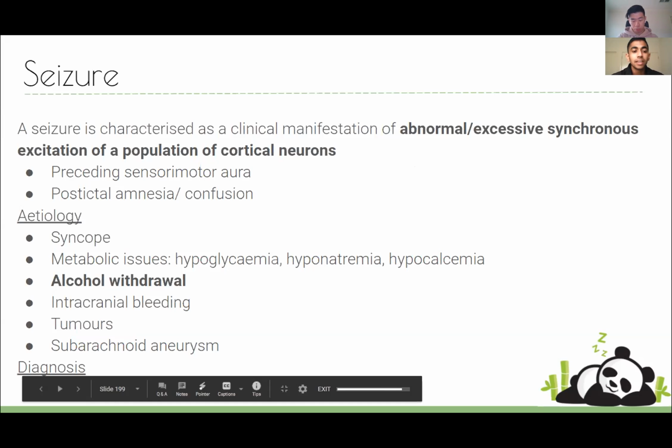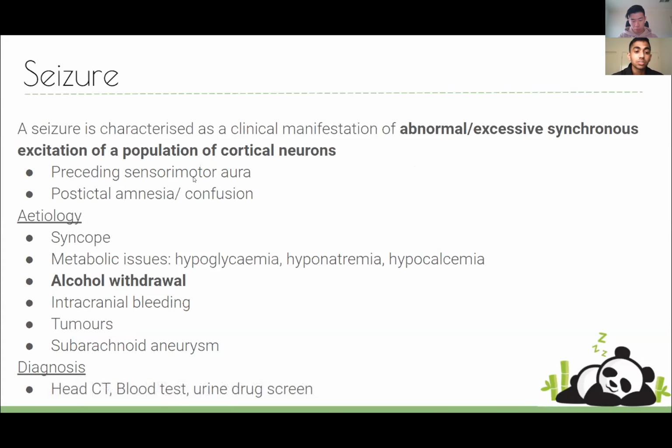Some of the other things that we need to be aware of when looking at seizures are whether we have a preceding aura, so sensory motor, we can have smells, we can have certain visions, or we can have movements, and then the post-ictal, what's happening after it. So post-ictal amnesia, confusion. We don't remember what happened to us before.